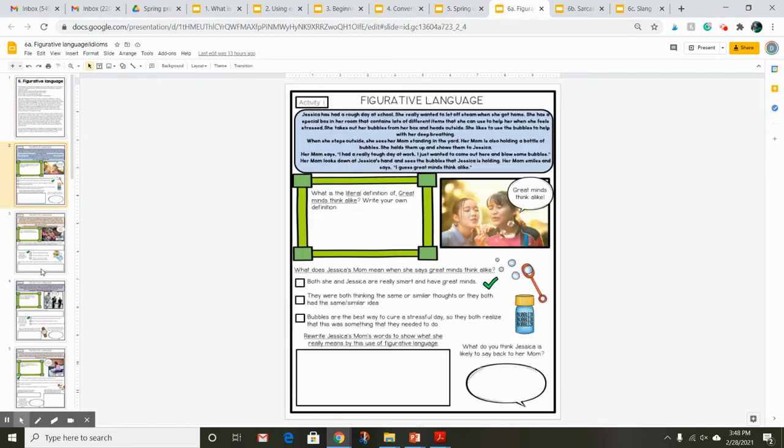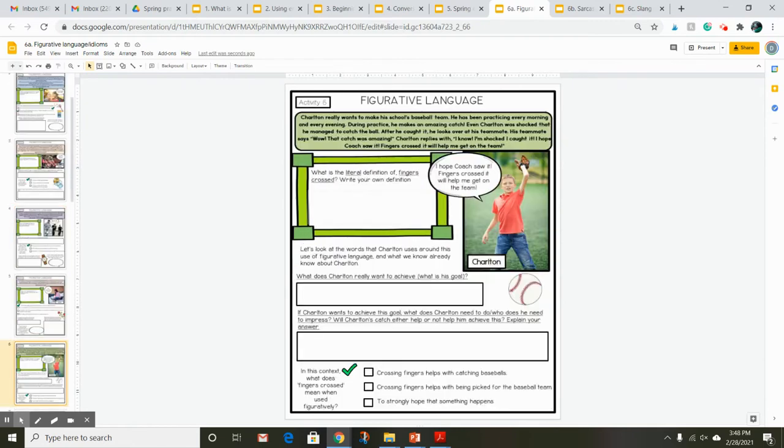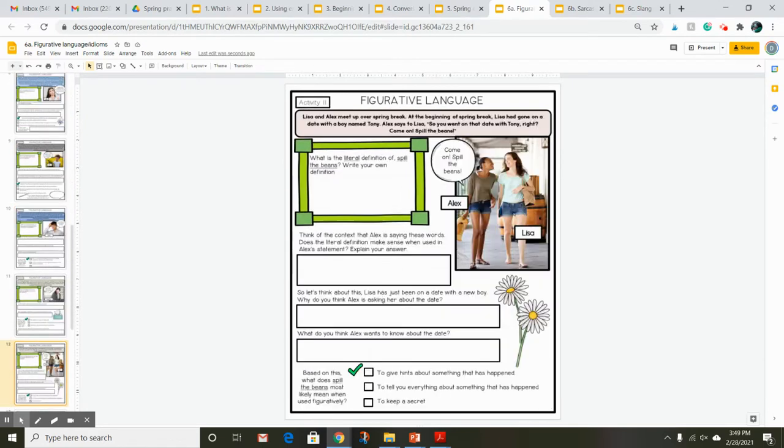We then have an extensive section on figurative language. So students can look at an idiom and select what they think is the definition for it when it's used figuratively and what people are likely to say back if they're able to interpret that figurative language appropriately.